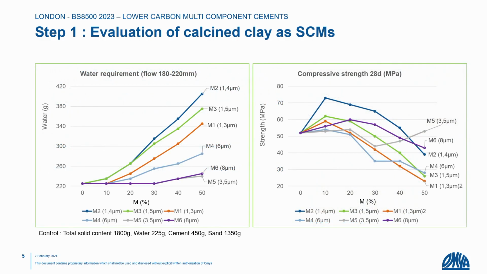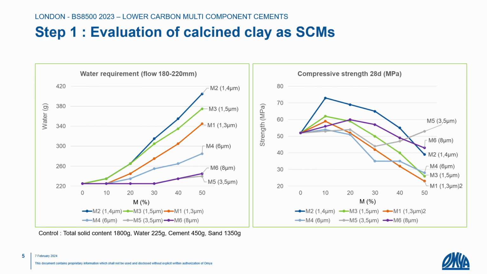Here you have an overview of the main results. We have different calcined clays, and we can see that, depending on the calcined clay, the water requirement of each of them is significantly different. M2 and M3 products, for example, with a finer D50, require more water.